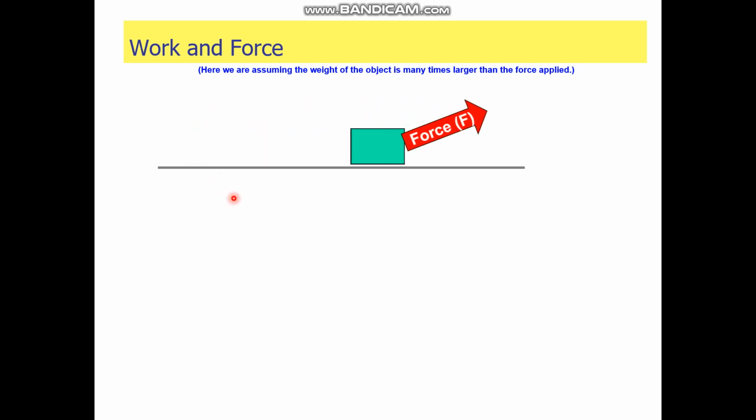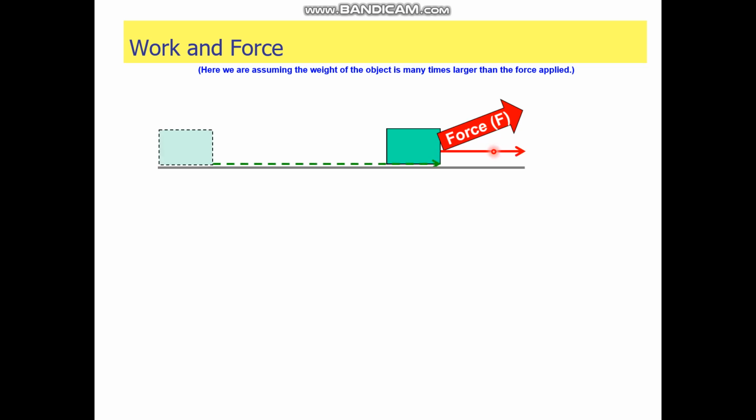What happens now is the object would still experience a net force to the right, so it would still accelerate to the right and experience a displacement to the right. But there's now only a component of the force which is in the direction of the displacement. The other component of this force, the vertical component, is not moving the object at all because the weight is much bigger. So the vertical component is not producing any displacement, and we say it's not doing any work.